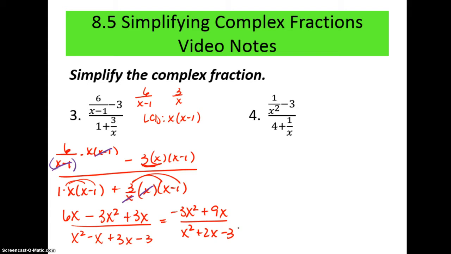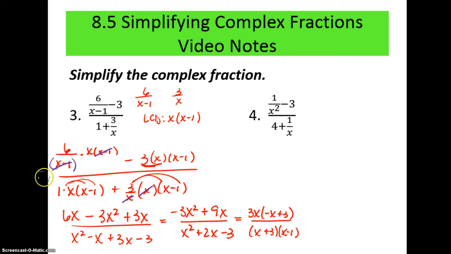So the last thing I would look to see, is there anything I can factor and cancel? Let's see. Even if I went ahead and factor this, on the top I could factor out a 3x. That would leave me with negative x plus 3. On the bottom I would have x plus 3 and x minus 1. These two are similar but not exactly the same, so there's nothing there that I can cancel. So that would be my final answer.